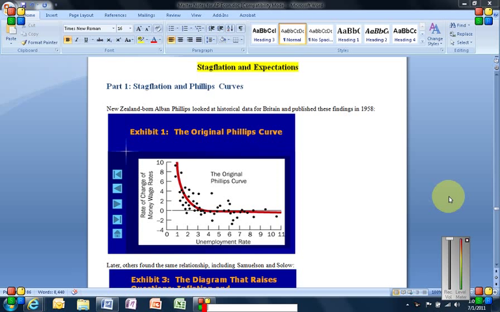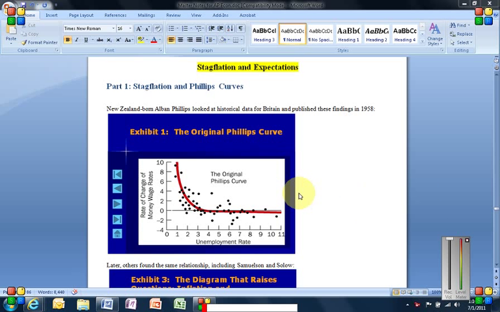By the time Albin Phillips from New Zealand looked at historical data from Britain and published these findings in 1958, also known as the Phillips curve, Keynesianism was well underway. And one of the things that came along with a lot of governments that implemented Keynesianism was the idea that you could have a trade-off as a result of your fiscal policy decisions between the unemployment rate and inflation. And this is what Phillips found.